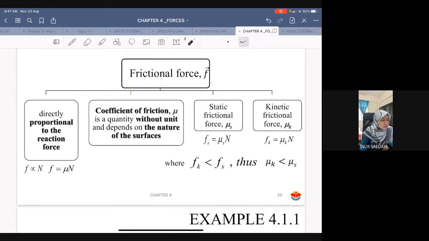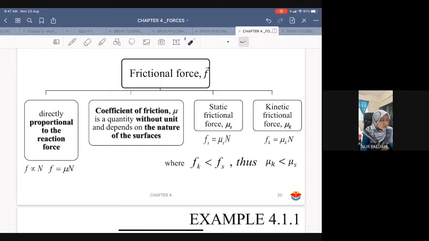Static frictional force. Okay, force. Coefficient of static frictional. Ni bukan force ni sebab ni dia cakap mu S, ni adalah coefficient. Coefficient of static frictional. Oh, static frictional force. Okay, so mu S. Kinetic frictional force, simbolnya adalah mu K.